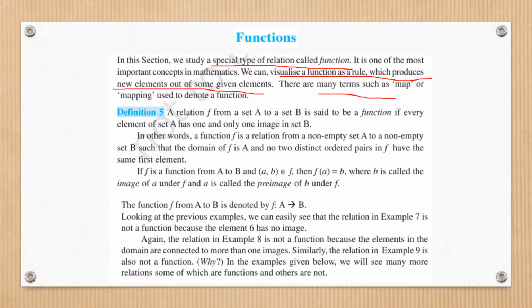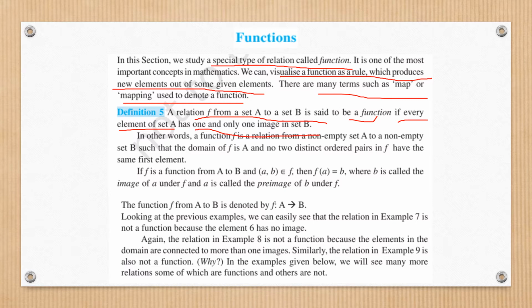Now there are many terms which are associated with function, that is map or mapping, which is used to denote a function. So let us formally define a function. A relation f from a set A to set B is said to be a function if every element of set A has one and only one image in set B.